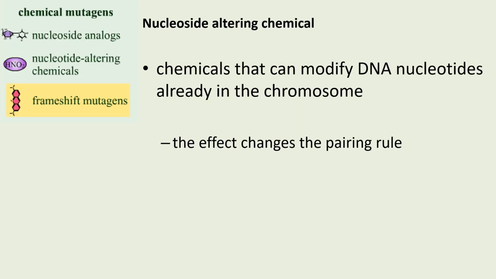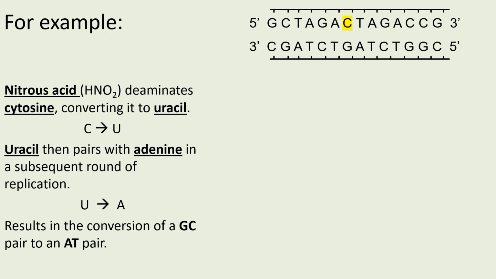Now, the second class of chemical mutagens are the nucleoside altering chemicals. Their names are very similar to that of the nucleoside analogs, but their effects are quite different, so try not to confuse the two. In this case, these chemicals actually alter or change the nucleosides that are already present inside the DNA strands. Their overall effect is similar to that of the nucleoside analogs, such that the net effect is the change in the nucleoside pairing along complementary strands.